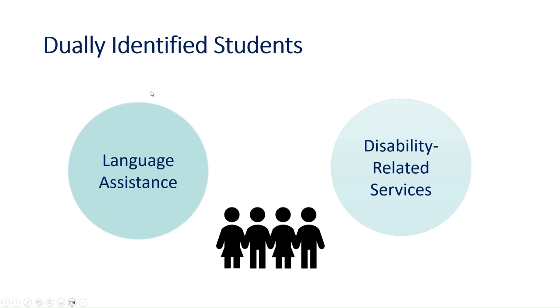English learners who are also identified with a disability are called dually identified students. Now, these students must receive both language support and disability related services under federal law. However, identifying these students can be very challenging, especially when teachers are trying to determine whether a student's struggles are related to language development or a learning disability.